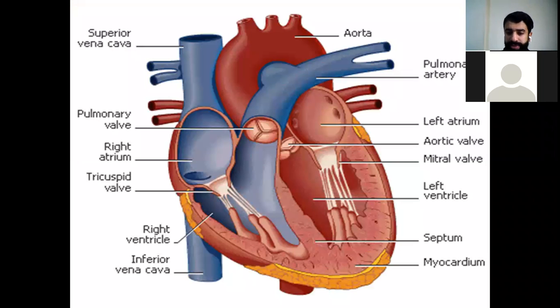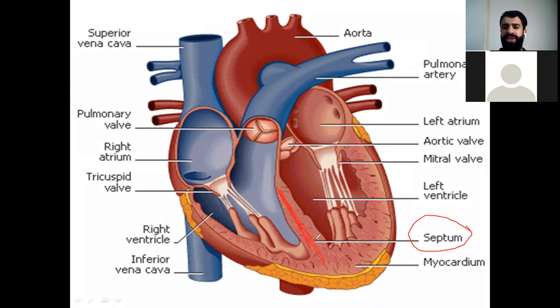This is the septum. The septum is found here. It's the wall that separates the oxygenated blood from the deoxygenated. It separates the left part from the right part. The septum has an important role. It separates the right side and the left side.